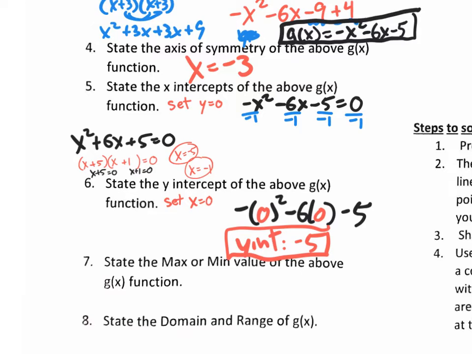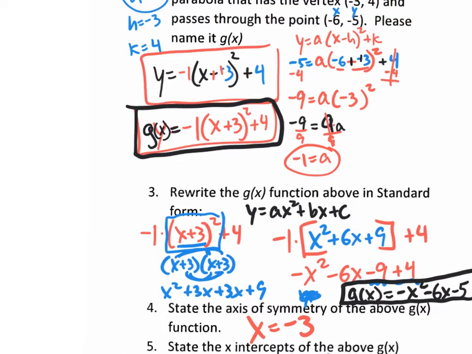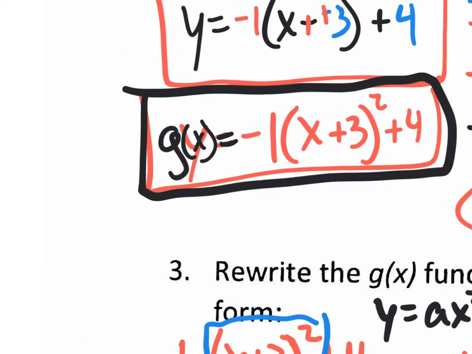State the max or min value of the g of x function. For this one, I think I'm going to go with the vertex form. So we need a max or min value. Now, first of all, if this is negative, what does that tell you about the parabola? Does it open up or does it open down? Down. So are you going to have a maximum or minimum? Max, right? If it's opening down, it's going to go up, up, up. It's going to reach a max height, and then it's going to come back down. So if it's opening down, it definitely has a max.